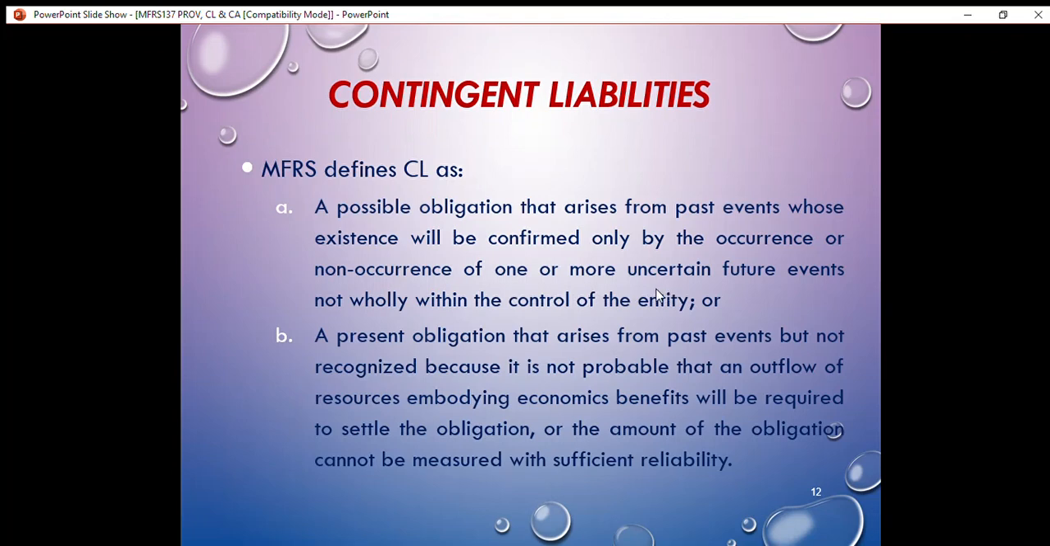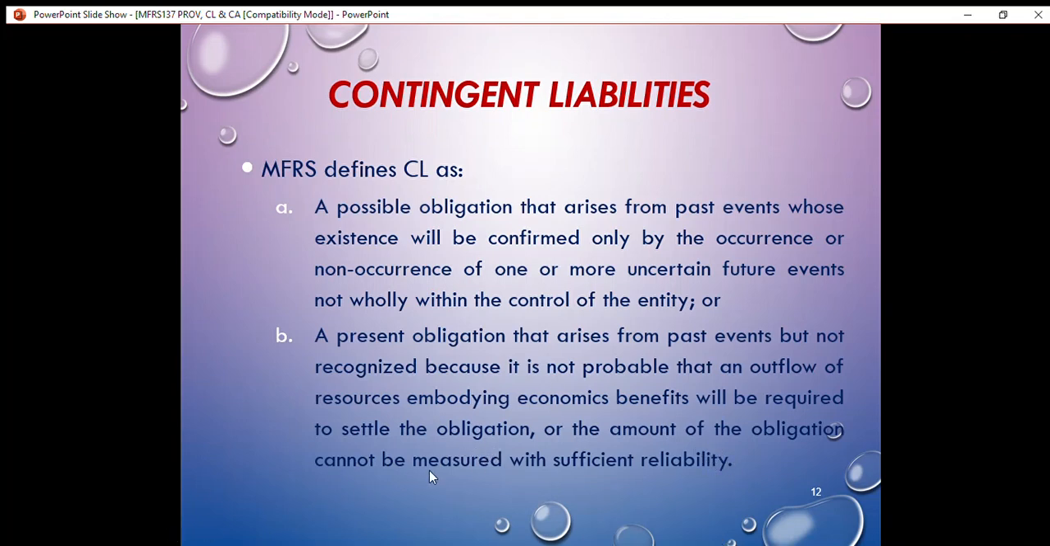That means let's say a company is facing a lawsuit. The possibility that the company will have to incur any expenditures to settle the claim depends on whether the company will win or lose in the case. And this is beyond the company's control. Contingent liability can also be defined as a present obligation that arises from past events but not recognized because it is not probable that an outflow of resources will be required to settle the obligation, or the amount of the obligation cannot be measured with sufficient reliability.